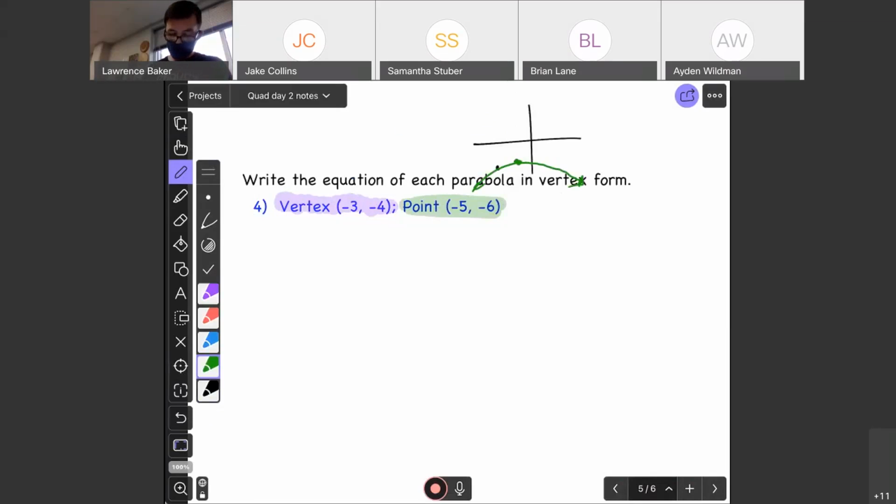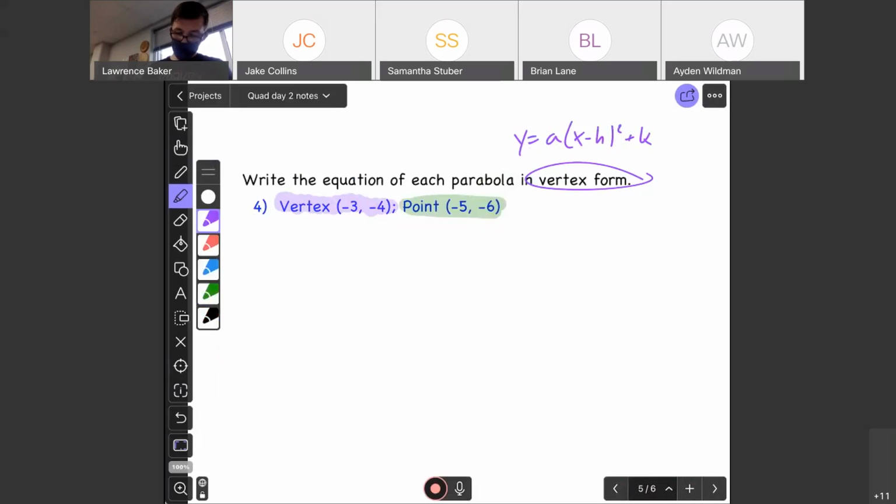We can find that equation. We want it in vertex form, which means it's going to look like this when we're done. But what do we know right now? We know H, we know K. We still need to know what A is. We have to know what A is.